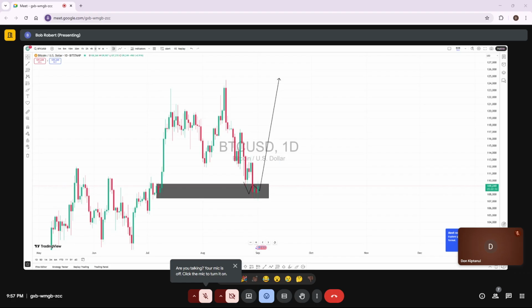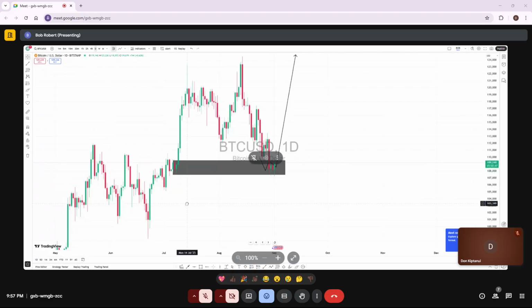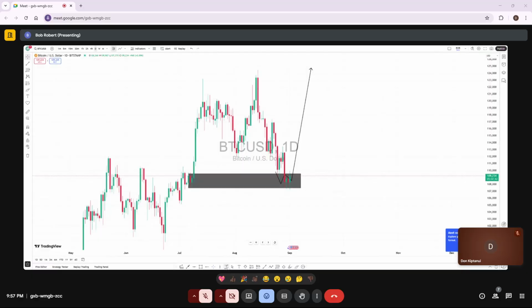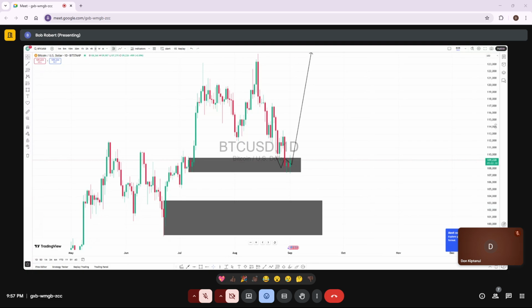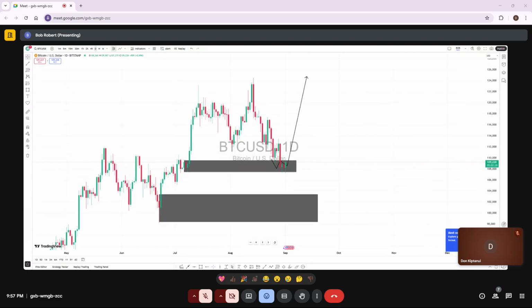Because remember, there are times that you will have several demand zones. For instance, in this case here, we have this one here, and we also have this one here. Those are two, and they qualify to be good demand zones because they have caused this break of structure here, and this break of structure here.